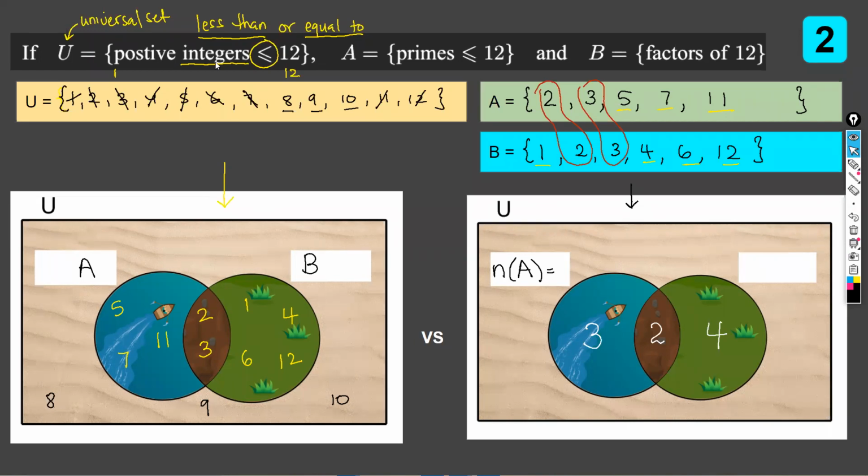A lot of people are saying 3. Do you all agree with 3? The answer is actually 5, not 3. Whenever you see N of A and you're writing it outside, that means you're referring to the whole A circle. You have to get accustomed to that. When you write a value outside, it refers to the whole A circle. So this is really asking you the number of items in the whole A circle. So it's 3 plus the 2, which gives you 5.